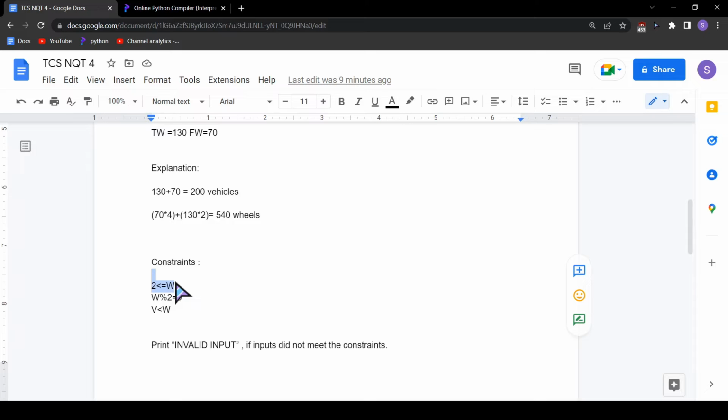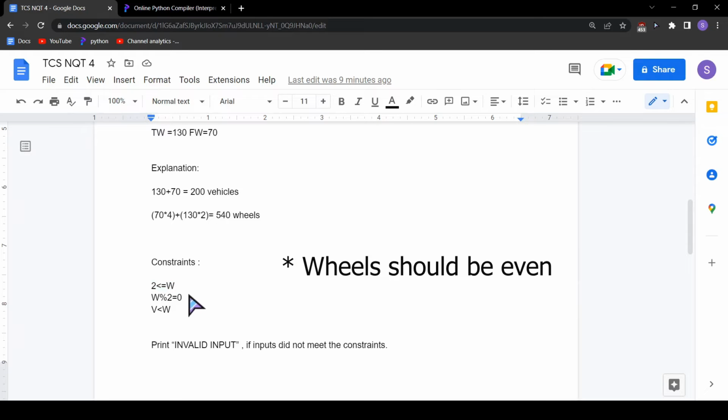Okay, so this is the first constraint, and the second constraint is that wheels should be even, because if we have three wheels, we cannot create a vehicle, since we have to create just two-wheelers and four-wheelers. If it were for auto rickshaw, we could have done that, but the question states that we need to have just two-wheelers and four-wheelers. So we cannot have an odd number of wheels.